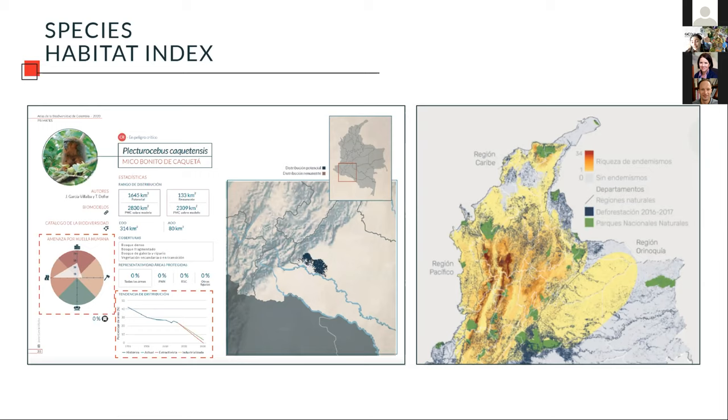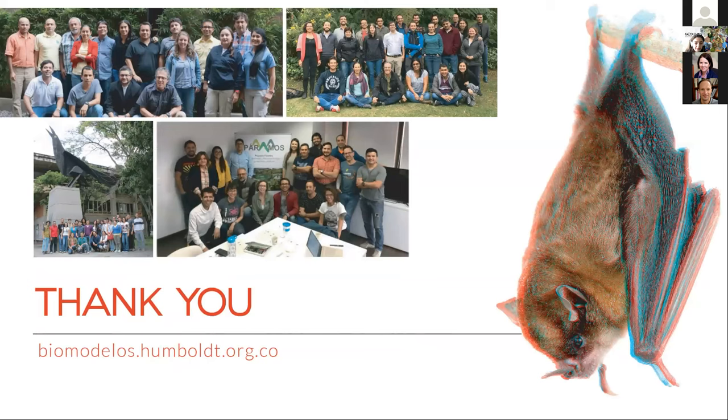You can aggregate a lot of these species, endemic species especially, and then you can see in the map on the right, for example, where the endemic richness is and how that is affected by deforestation fronts. That is the dark points in this map. So this is the example of what we have been doing in Colombia. Thank you very much. And this is an effort, as I said, of many, many people working on this. Thank you.